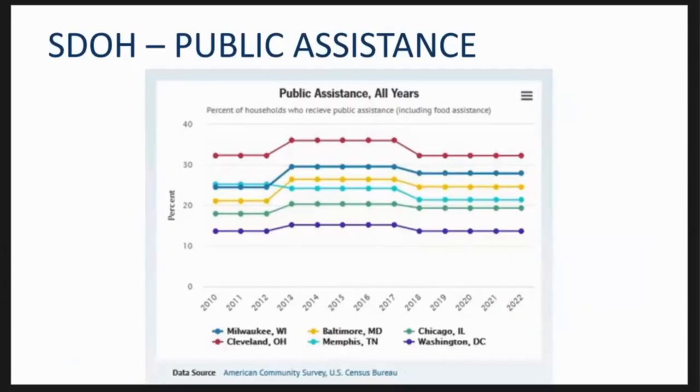So now we're getting into some data around the social determinants of health. So those other factors outside of healthcare, socioeconomic, social context, things like that. This one is percent of households receiving public assistance. Again, Milwaukee's that middle blue line, and we're second up there, around 28-30% of folks.